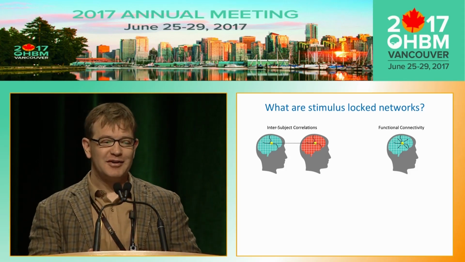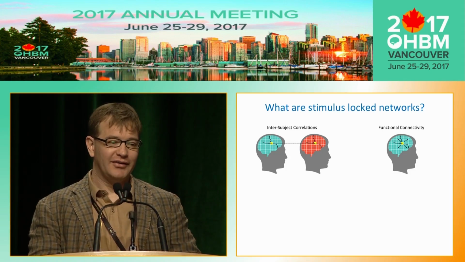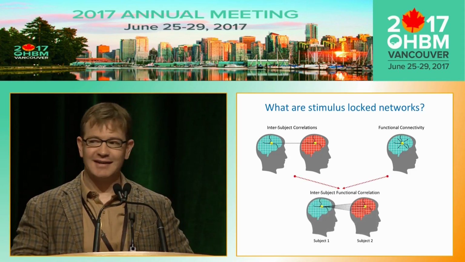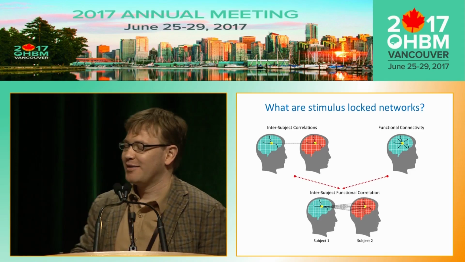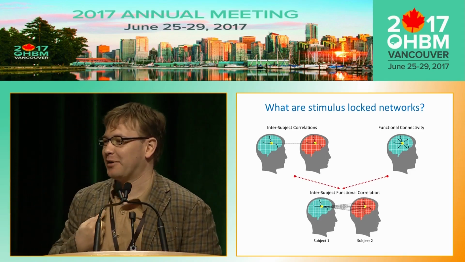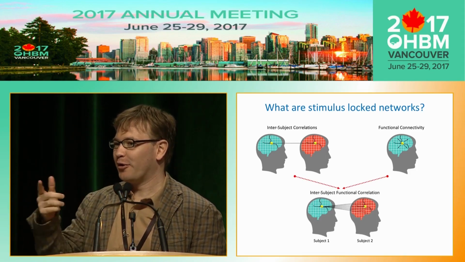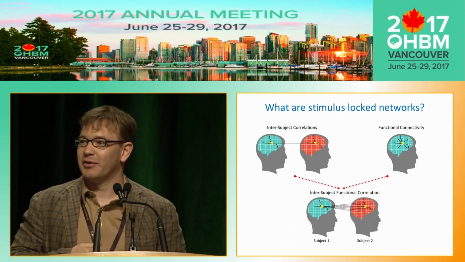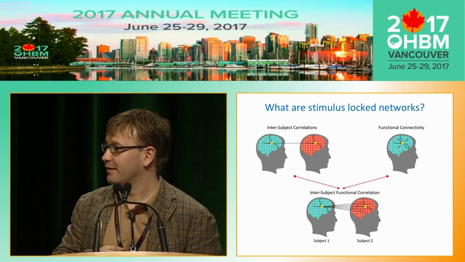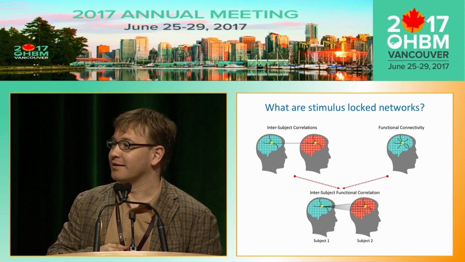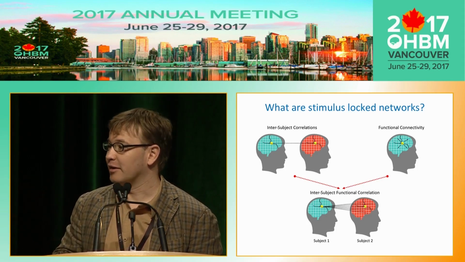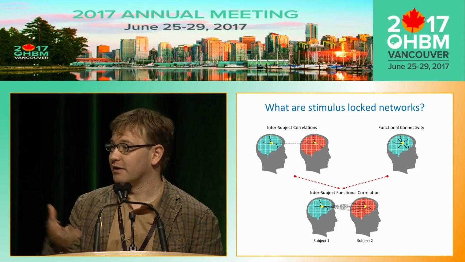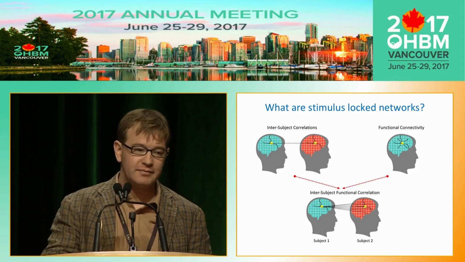So what we do to map stimulus-locked networks is to combine these two ideas. Now we're going to take a seed, we're going to take my precuneus, and we're going to correlate it with your medial prefrontal cortex, while you and I are engaged with the same stimulus. And we're going to call that a stimulus-locked edge in our stimulus-locked network.